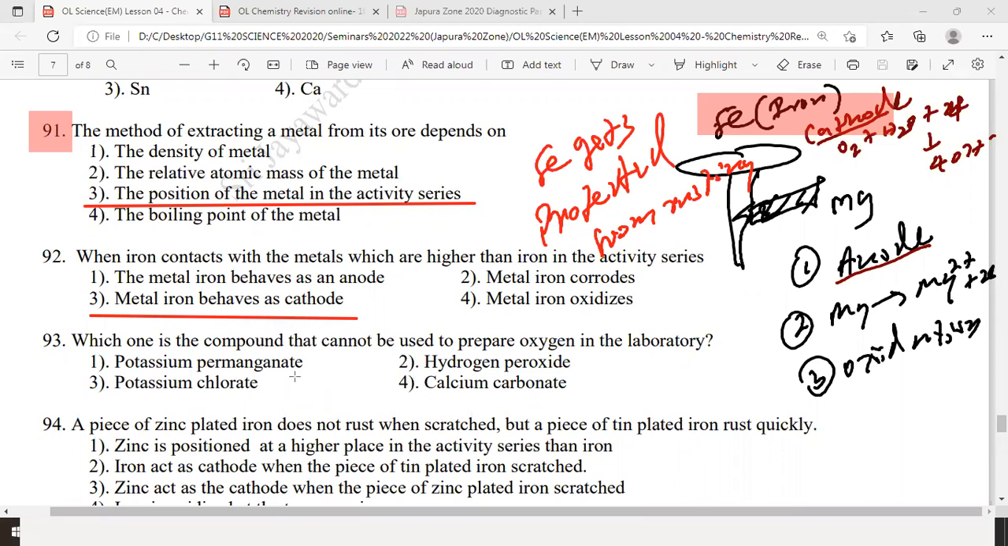Right. Question number 93. Which one is the compound that cannot be used to prepare oxygen in the laboratory? Again, grade 10 chemistry. There are 3 gases. You should know the method of production, method of collection, method of identification, properties and uses. There are 5 things you should know about these 3 gases. What are the 3 gases? Oxygen, hydrogen and carbon dioxide.